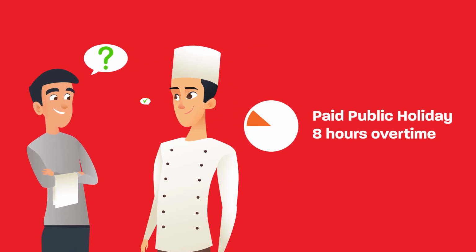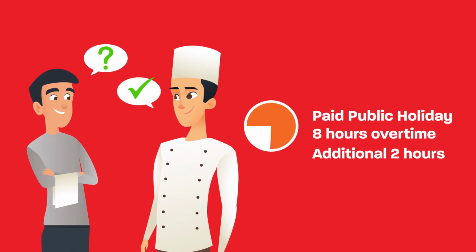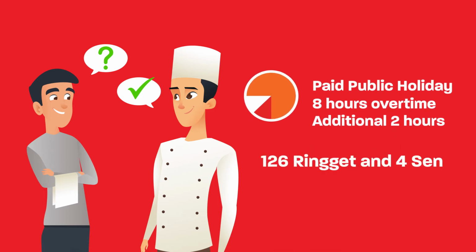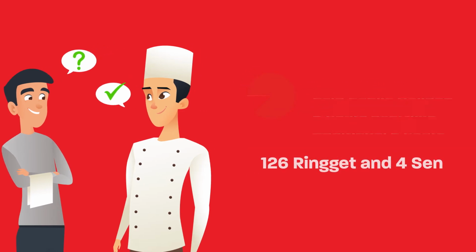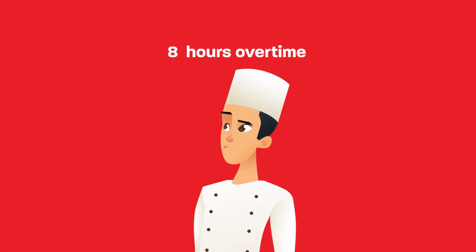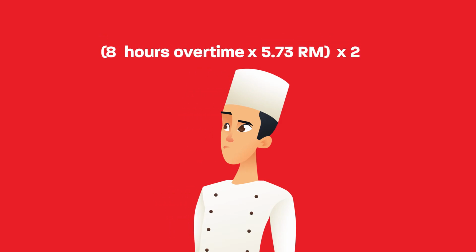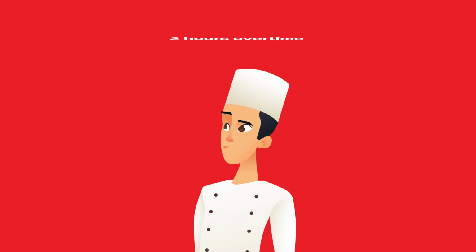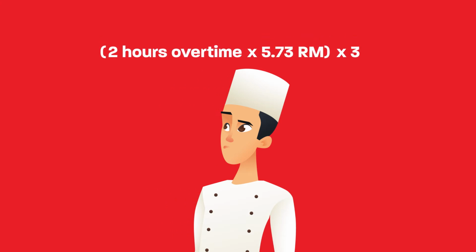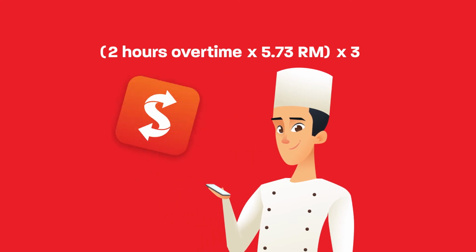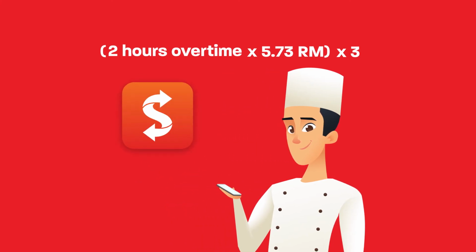He agrees and works a full 8-hour day, plus an additional 2 hours. He is paid 126 ringgit and 4 sen. As Sambat did 8 hours of overtime work on a scheduled public holiday, he receives 2 times his normal rate. However, as he has also worked an additional 2 hours of overtime on a public holiday, he receives 3 times his normal rate for those hours. Sambat can use the SaverAsia overtime calculator to ensure he is being paid correctly.